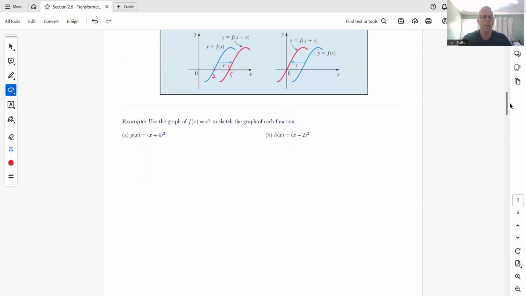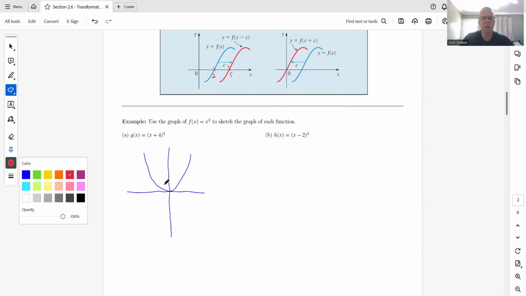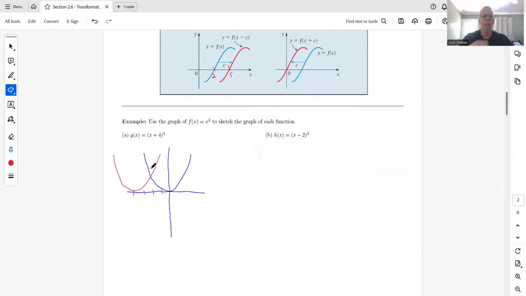So we have g of x is x plus 4 squared. And so x squared is still the parent function. We'll just draw our basic x squared. And then the plus 4 is going to move it left. So 1, 2, 3, 4. We're going to move left. Same shape. We have just shifted it to the left.